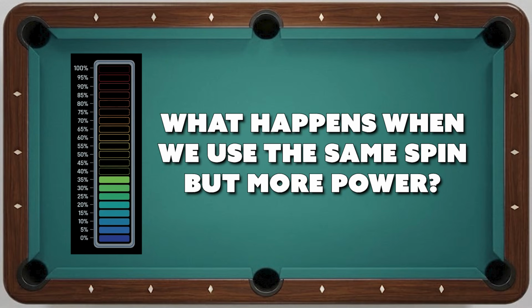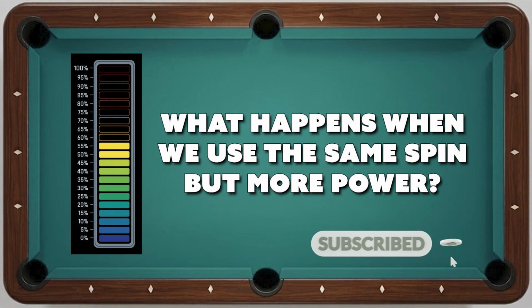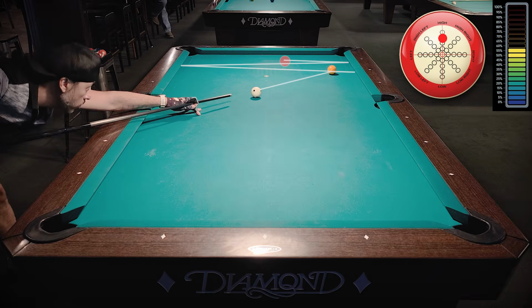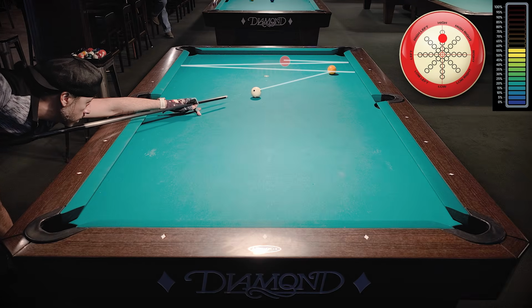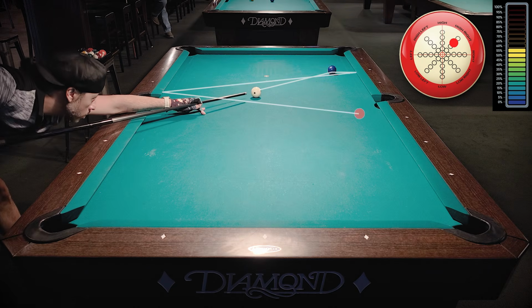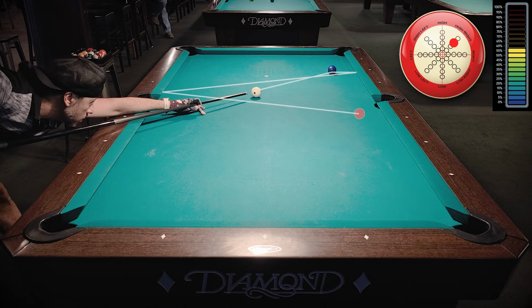So now let's go ahead and bump up the speed from about 35% to about 55% power and see what happens when we use all of these different spins. All right, starting off with top spin, we're going to see the cue ball touch that right rail and then bounce back and forth from the left rail back to the right rail before settling up towards the middle of the table.